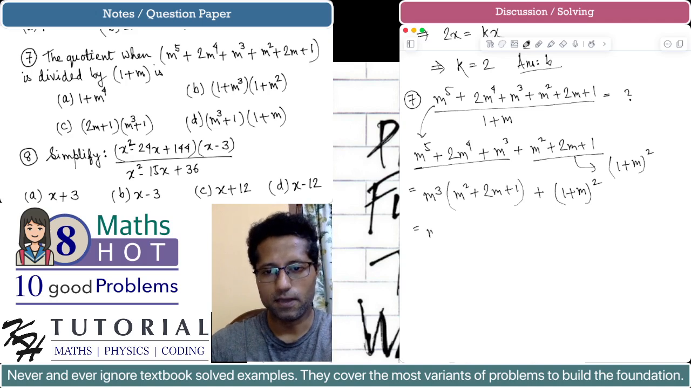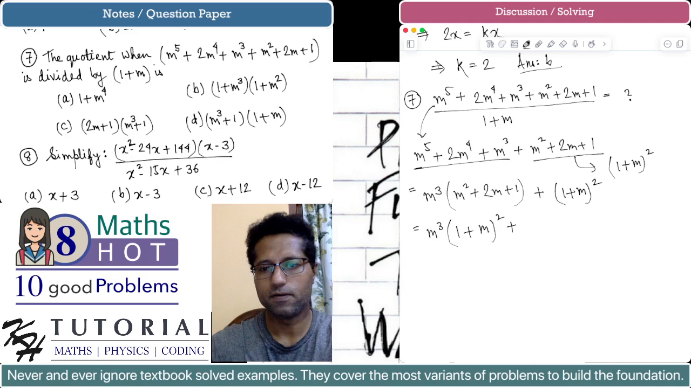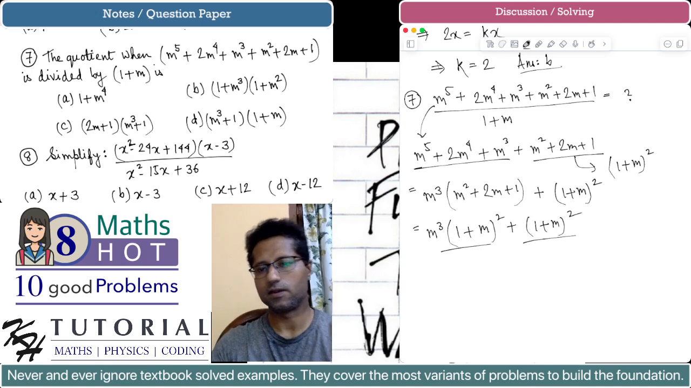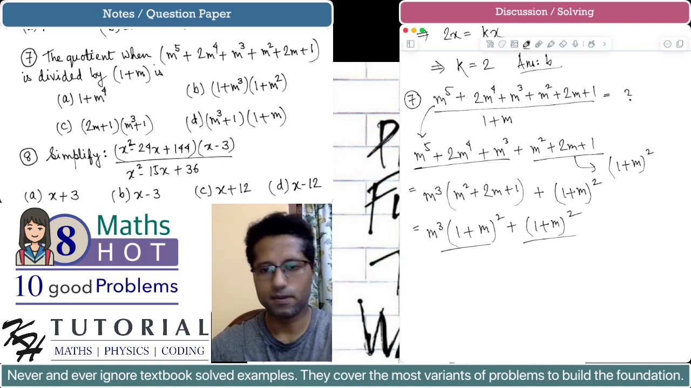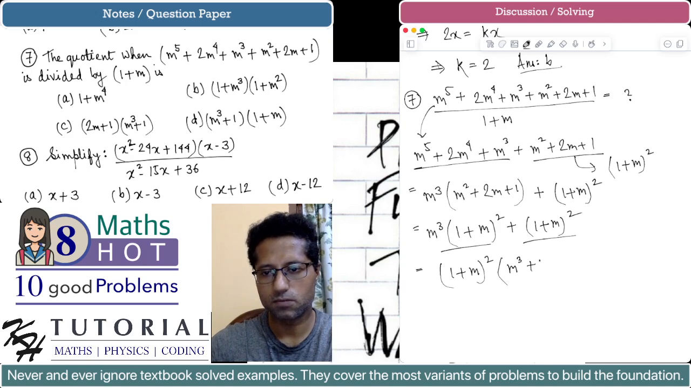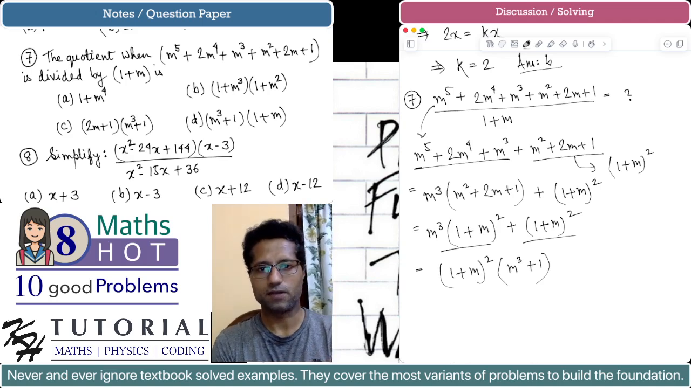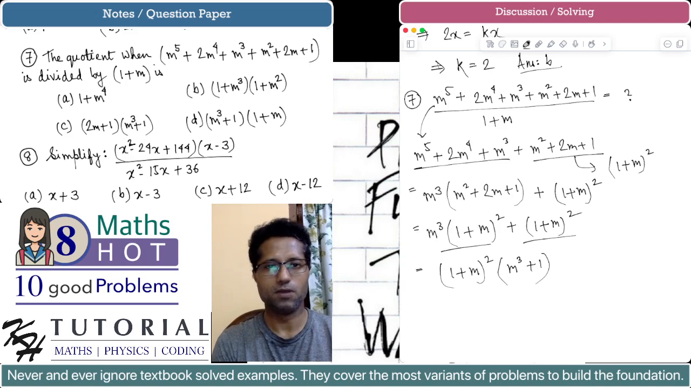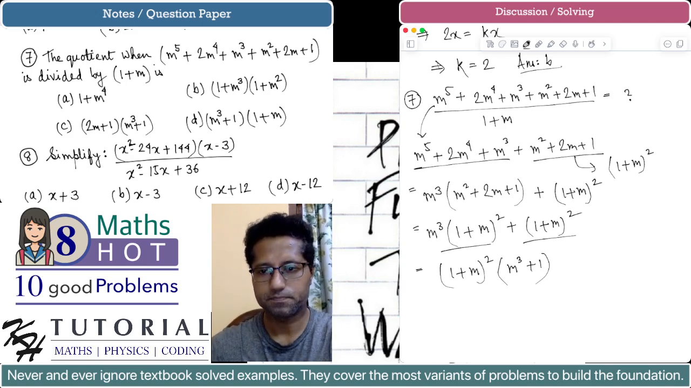Again we can see m square plus 2m plus 1 is in the form of a square plus b square plus 2ab, where a is m and b is 1. So we can write it as 1 plus m whole square, and we have 1 plus m whole square. Now we can factor out 1 plus m whole square, and this will be equal to 1 plus m whole square multiplied by m cube plus 1. So this is the factorization of the given polynomial of degree 5.